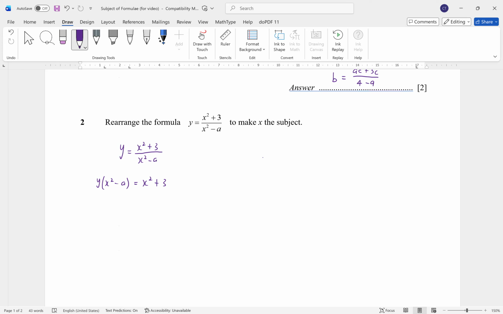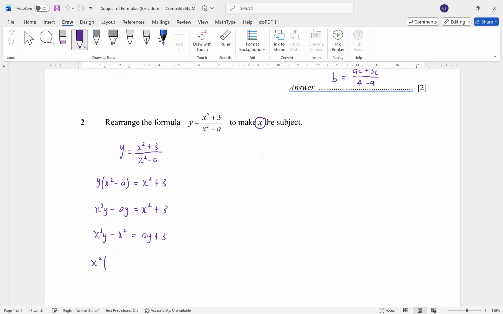Then like the previous question, the next thing to do would be to expand it. Then since we want to make x the subject, we will gather all the terms with x together, and those without x, we will put to the other side of the equation. Keep in mind also we want to have as many positive terms as possible. So for this particular question, we will bring the x terms to the left side. The right side will be ay plus 3. Now we have 3 positive terms and 1 negative term, so that is good.